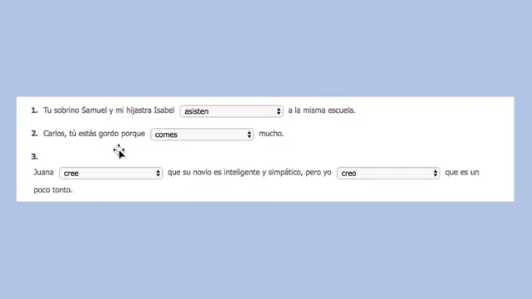Carlos, tú estás gordo porque comes mucho. Talking to Carlos, you're fat. Estás gordo porque comes mucho, because you eat a lot. Juana cree que su novio es inteligente y simpático. Juana cree. Notice that you also pronounce the E twice. Juana cree que su novio es inteligente y simpático, pero yo creo que es un poco tonto.